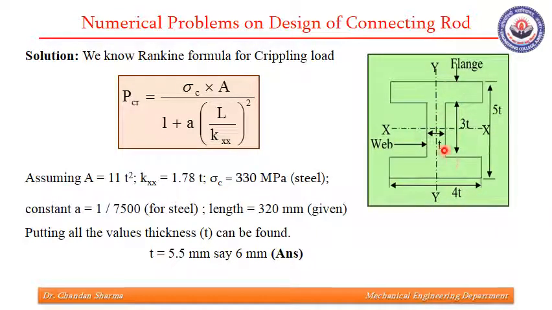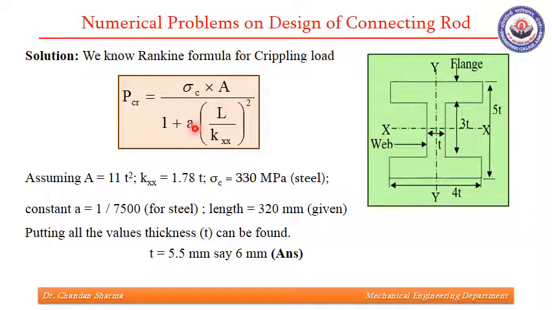So here we need to find the value of t. Sigma c is not given to us, so we'll assume its value for steel as 330 megapascal. A is the area. The area for this cross section is 11t square. We can find the same considering it as 3 rectangles.